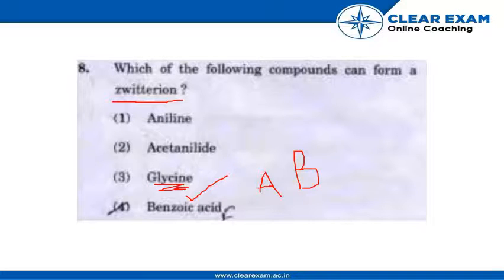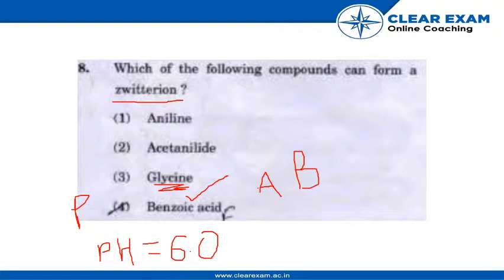In aqueous solution, the zwitterion tends to lose a proton. Hence, if electrolyzed, the negative glycine ion will migrate to the anode. The pH value for the isoelectric point of glycine is 6.0 pH value.